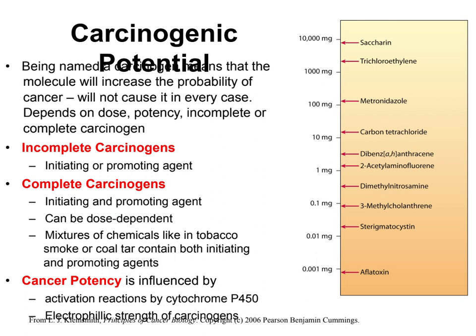So to kind of summarize, if an agent is given the name carcinogen, that means that that molecule has the ability to increase the probability of development of cancer. This will not happen in every single case. It is a little bit by chance. It depends on if the mutation is made, where in the genome is it made, and that kind of leads to why we have such variability here.